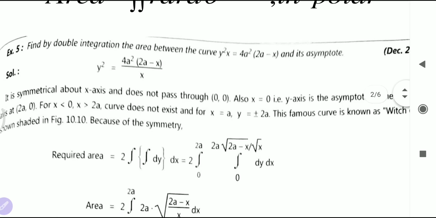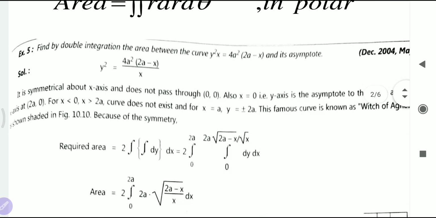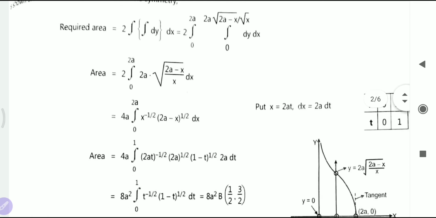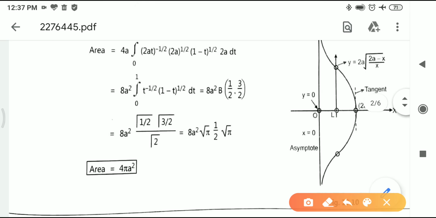If you remember curve tracing, if the power of y is even, then the symmetry is about the x-axis. So with the help of that curve tracing part, we are going to trace the curve, and your curve will look like this. Now basically what we want to find out is this area. Okay, now how to do it?